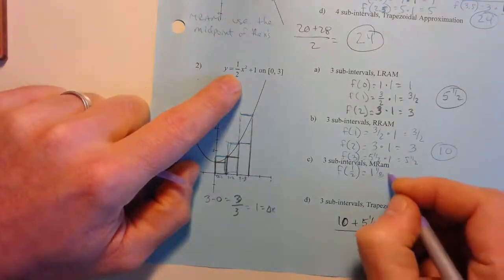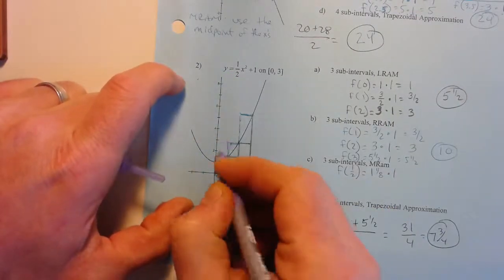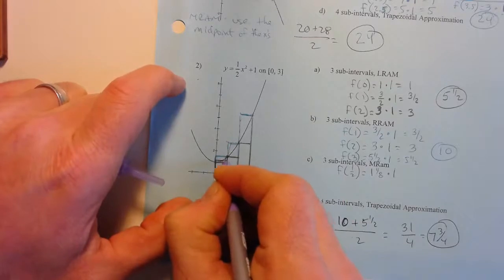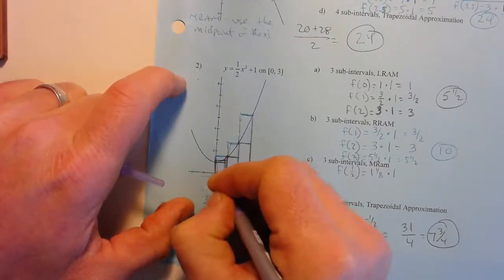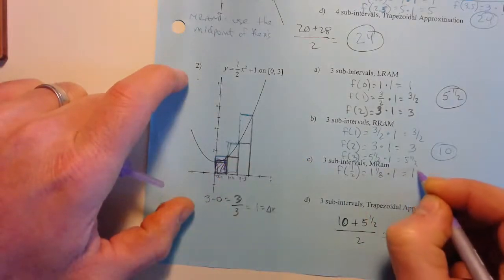Okay, width is still 1, the length of that. So this is the rectangle right here. Okay, this right here is my rectangle. That has an area of 1 1/8.